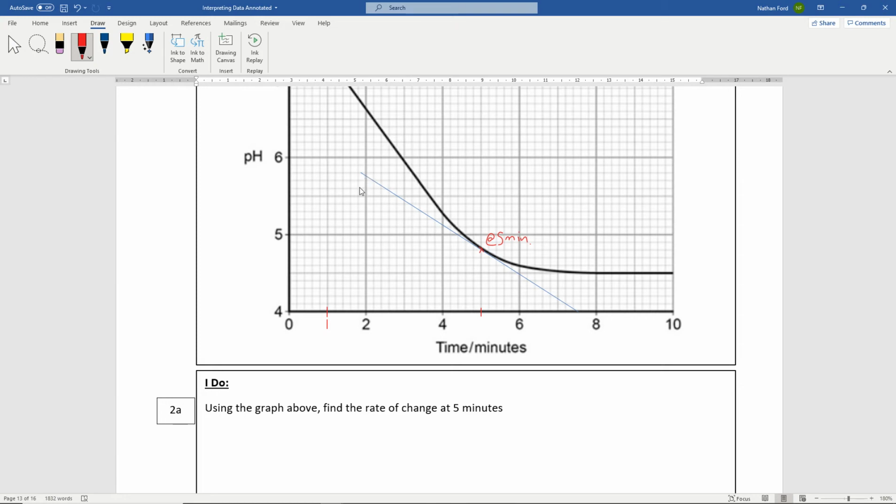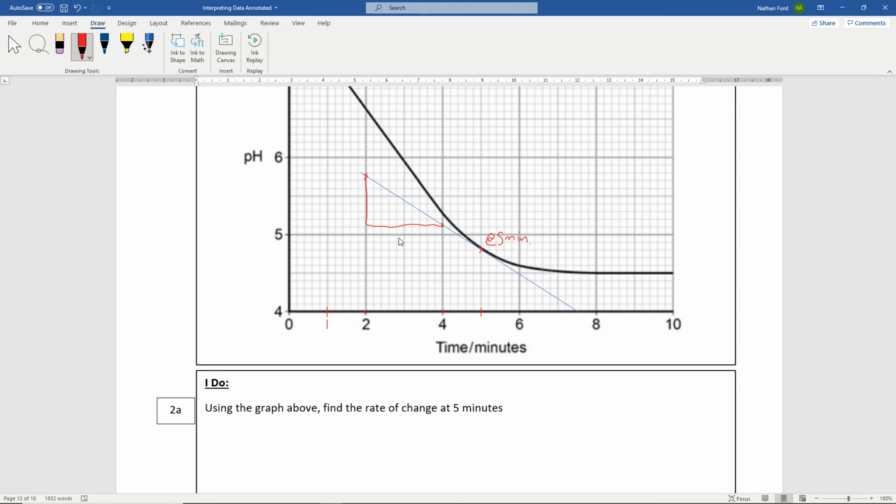Now that I have my tangent, I need to do my gradient. To find rate of change is just its gradient, how much it's changing, the rate at which it's changing. So I need to find the change in y. Now, it doesn't matter what you pick, but I like starting on these lines because I know that is 2 and I know that is 4. So let's go from here to here. So that's going to be across.